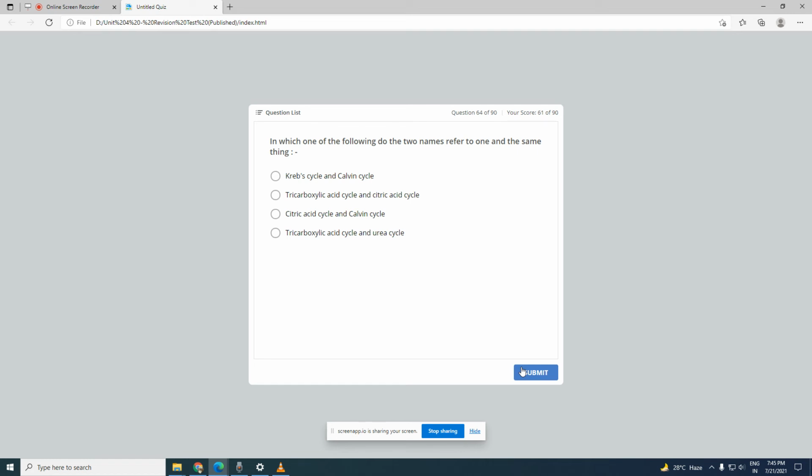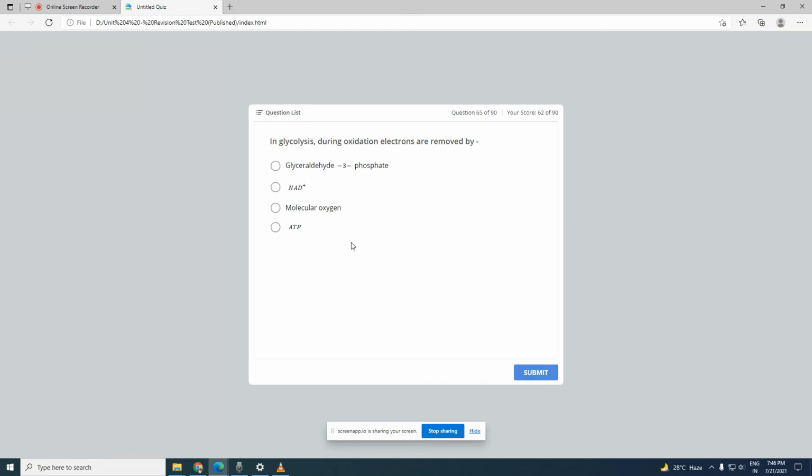Next question. In which one of the following do the two names refer to one and the same thing? Krebs cycle and Calvin cycle. Tricarboxylic acid cycle and citric acid cycle. Citric acid cycle and Calvin cycle. Tricarboxylic acid cycle and urea cycle. Which is the right answer? Option B, tricarboxylic acid cycle and citric acid cycle is the right answer. Let's go to the 65th question.